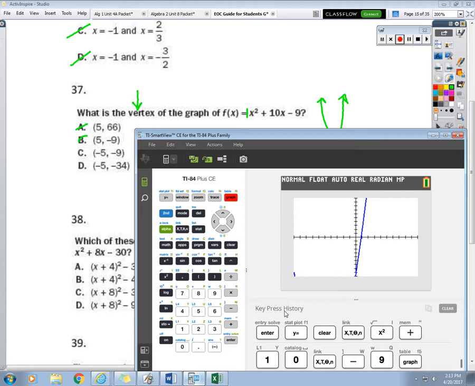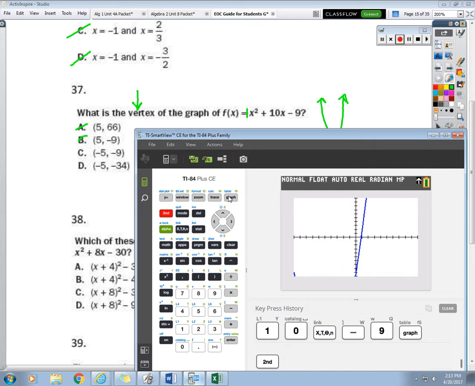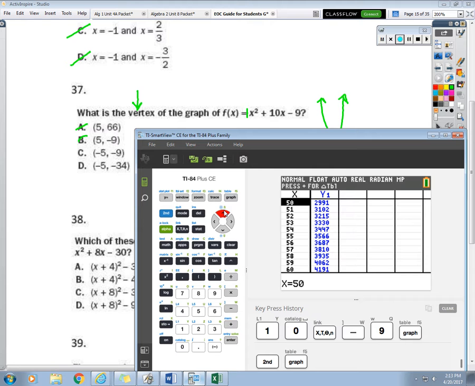Why? You would be able to see 9 because it goes down 10 units, and then if you're still not convinced, you could always look at the table, go to negative 5.